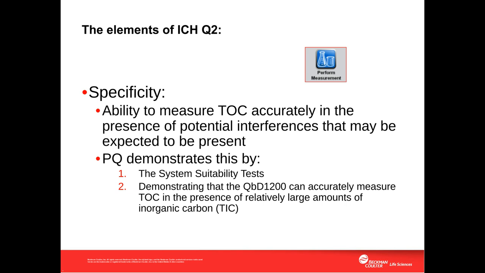The ability to successfully measure TOC in the presence of large amounts of potentially interfering inorganic carbon, or TIC, is demonstrated by challenging the analyzer with two samples. They both contain the same amount of organic carbon, but one of them contains large amounts of inorganic carbon in the form of dissolved CO2, which is typically how you find purified water. So if the analyzer can report the same TOC results from both samples, then it's deemed to have passed successfully.